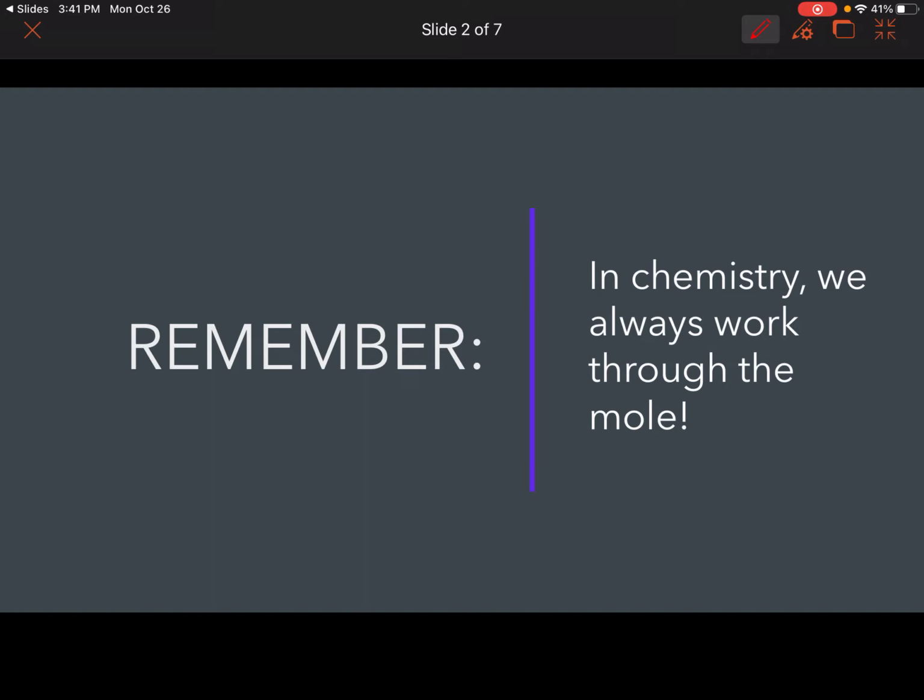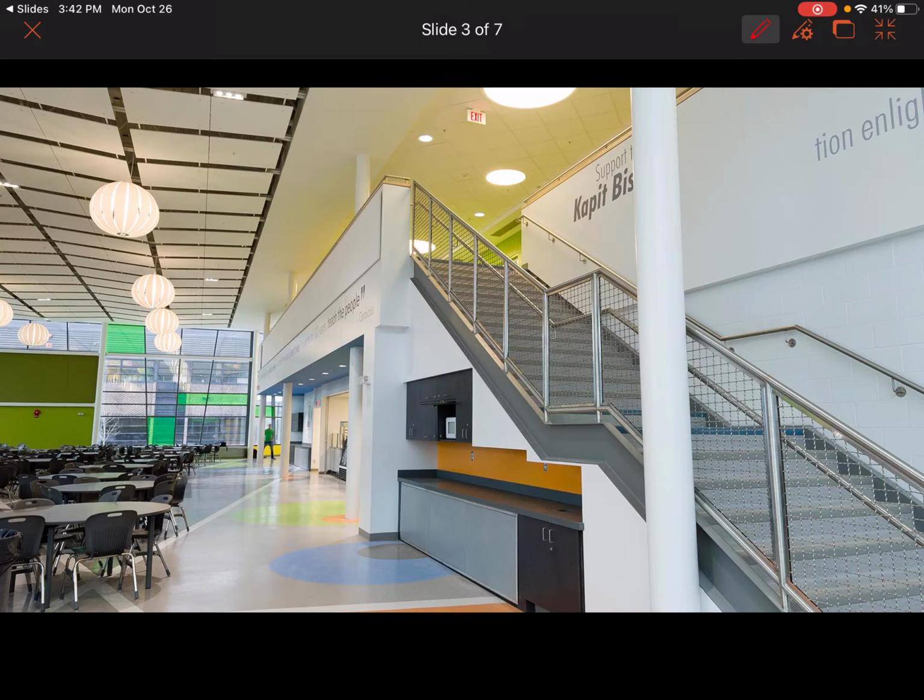And of course, this is a very, very important concept. You need to make sure you remember that, okay? So for this, before you can go anywhere, you always have to go through the mole. And the analogy here is, if you are on, I'm curious who this person is.